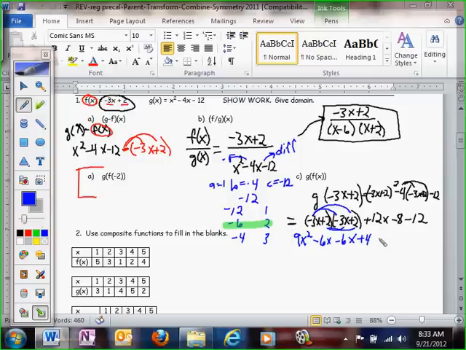And then I'm going to bring everything else back down. I've got a plus 12x. But I'm going to go ahead and simplify this. I don't have to. I could bring it all down, but I'm just going to do it while I've got it here. Minus 8 minus 12 is minus 20.